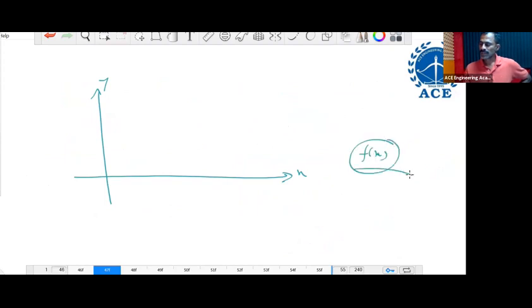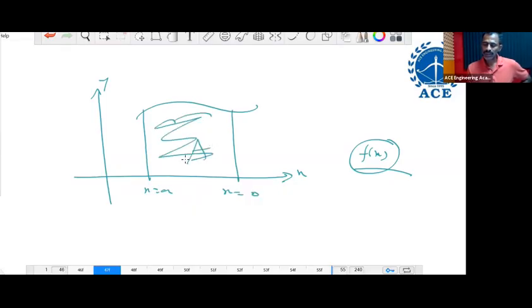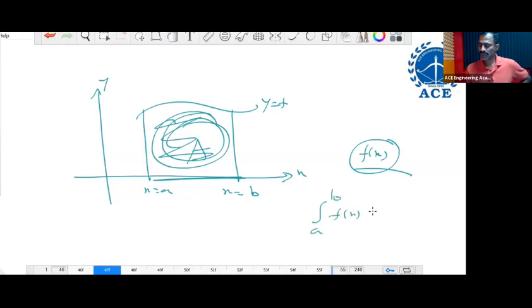This f of x is a function of one variable. Geometrically, it represents a curve. Take x equal to a and x equal to b. This region is bounded by the curve y equal to f of x, the lines x equal to a and x equal to b, and the x-axis. The area of this region is given by the integral from a to b of f of x dx. Geometrically, its value is the area of the plane region.